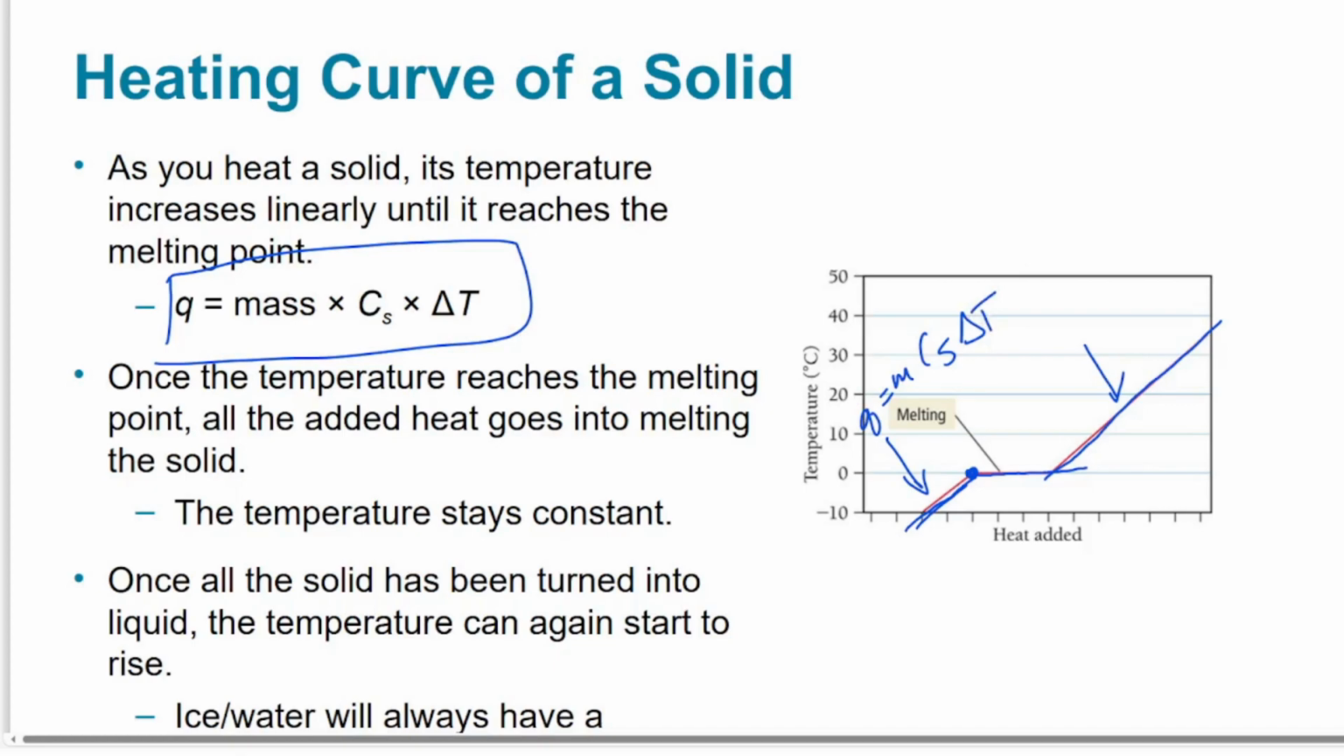Delta T is the change in temperature from the beginning to, in this case, the melting point, or the change in temperature from where we begin to the boiling point for water. So the C sub s is the only difference. In the first region, we use the C sub s for ice, and in the second region, we use the C sub s for water.